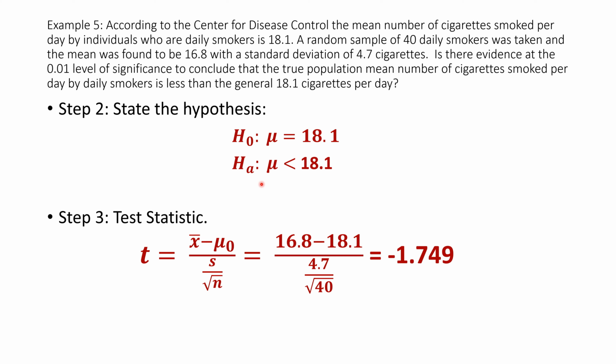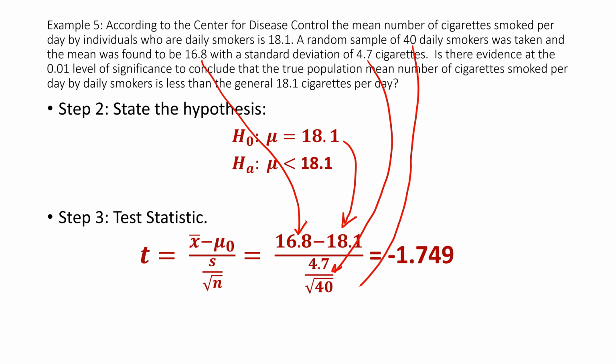Step 3. Calculate test statistic. And the test statistic will be calculated in this way. The sample mean is given. Mu 0 is given in the null hypothesis. The sample standard deviation is also given. And we can find the sample size from this line.